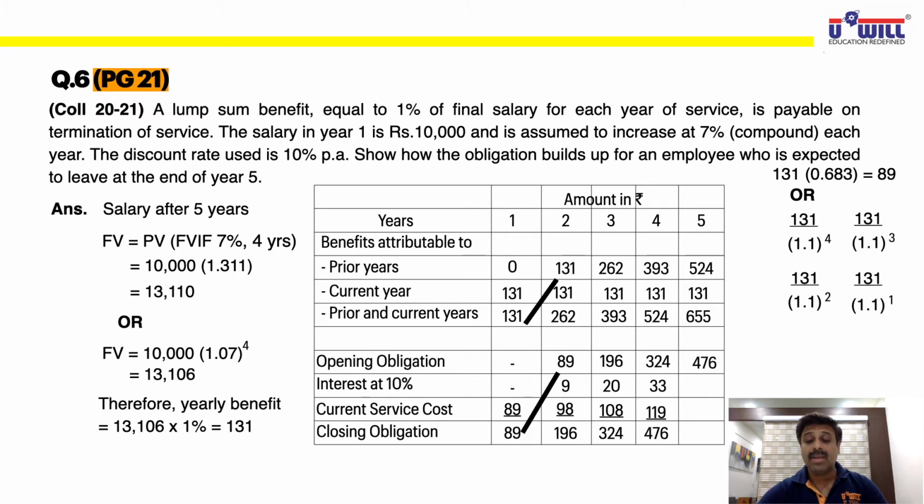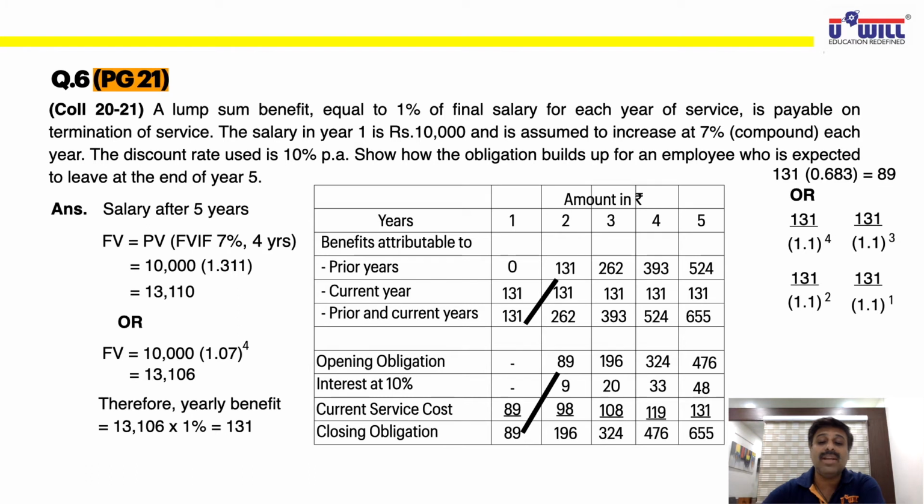That will become opening obligation of year 5. 476 into 10%, 47.6, means 48 rupees. And last year you have to keep aside 131 rupees only because you are not going to invest it. The employee retires after 5 years, so at the end of 5th year you are not going to invest any amount. So full 131 you have to keep aside in the last year. So if you keep aside 131 rupees in the last year, total amount will come to 655. And that is what we have to give to the employee after he retires.